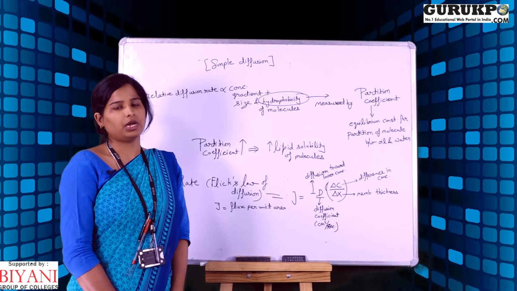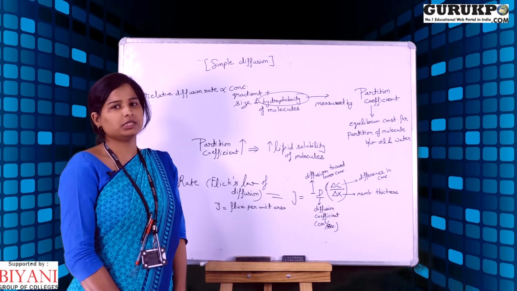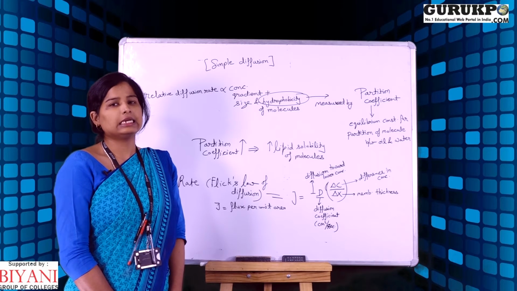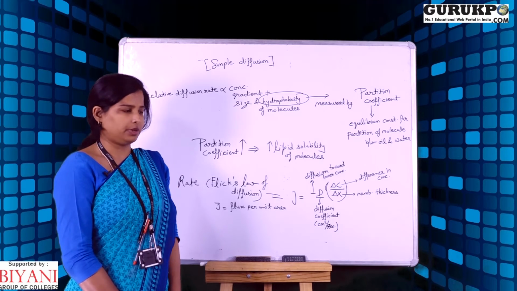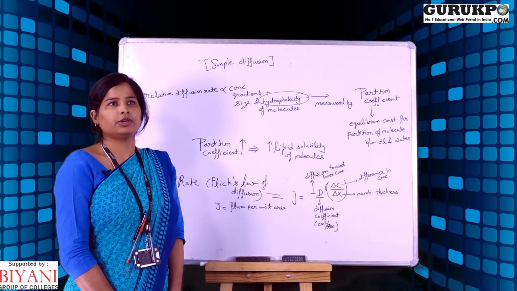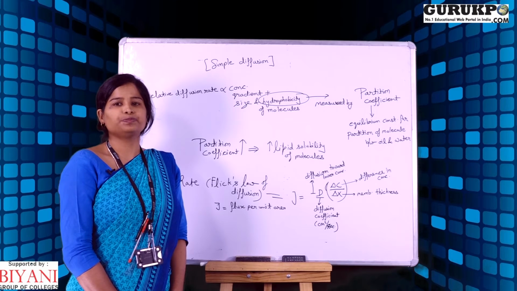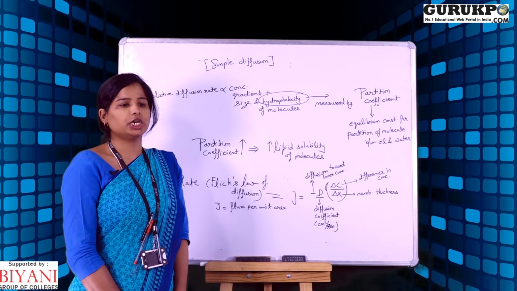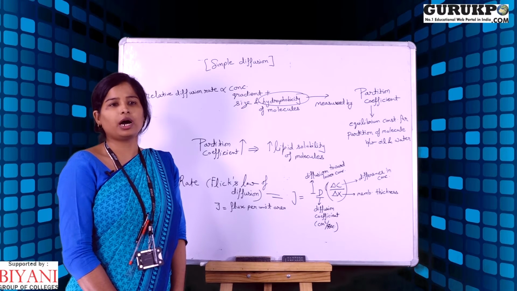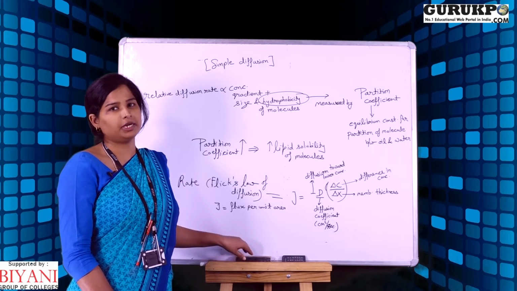Simple diffusion is a non-selective method of diffusion along the plasma membrane, which means any molecule which can dissolve in the phospholipid bilayer can easily move across the plasma membrane. So uncharged molecules, for example some gases like oxygen, nitrogen and CO2, and benzene, and small uncharged molecules like glucose and sucrose, urea and water, etc., can move easily by the simple diffusion method.